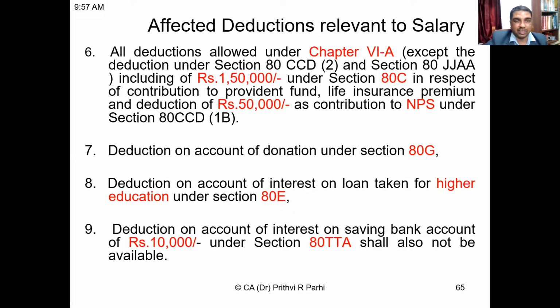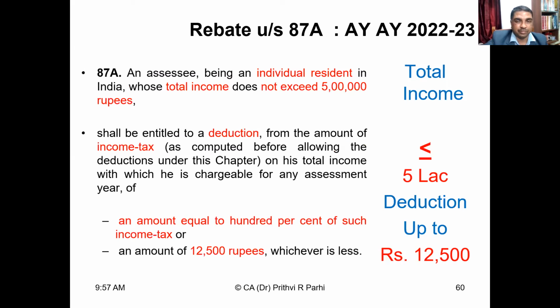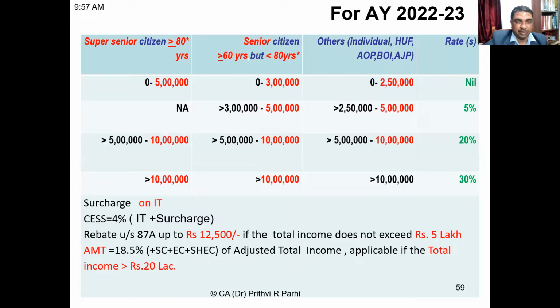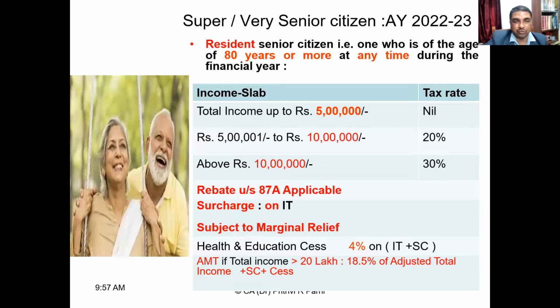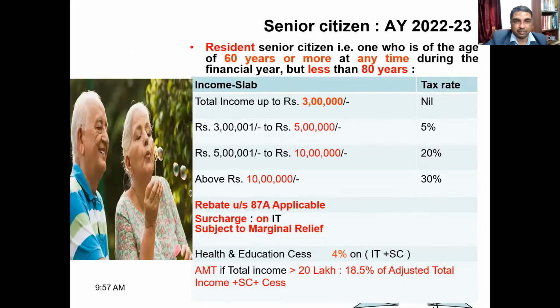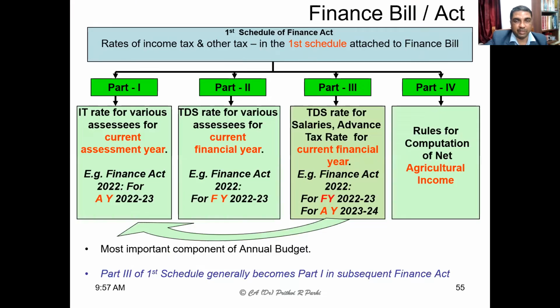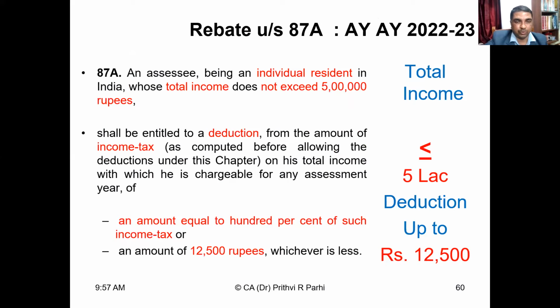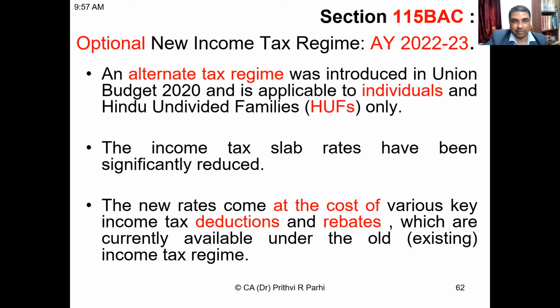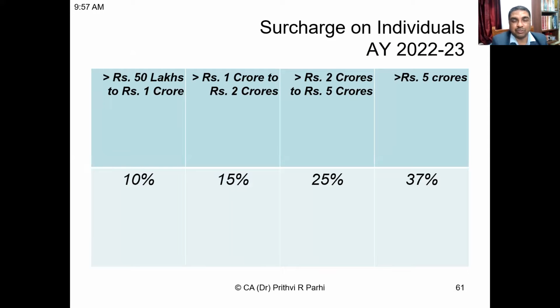And in the individual surcharge part, I had already told you in which situation surcharge is levied. Just a minute, I want to show you once again. This is the section 87A rebate. I had explained to you: if the total income does not exceed 5 lakh rupees, a deduction up to 12,500 is allowed. This is the surcharge which is applicable to individuals.